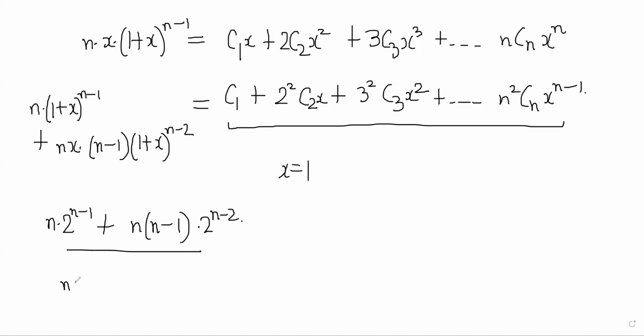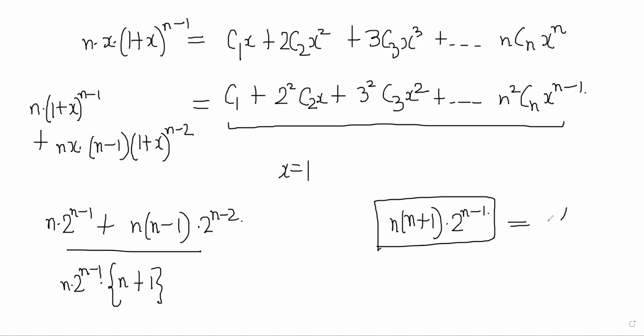And here you can take n into 2 power n minus 2 common, and you will get 2 plus n minus 1. So that will become n plus 1. So the answer is n into n plus 1 into 2 power n minus 2 is equal to summation of k square nck, k goes from 0 to n.